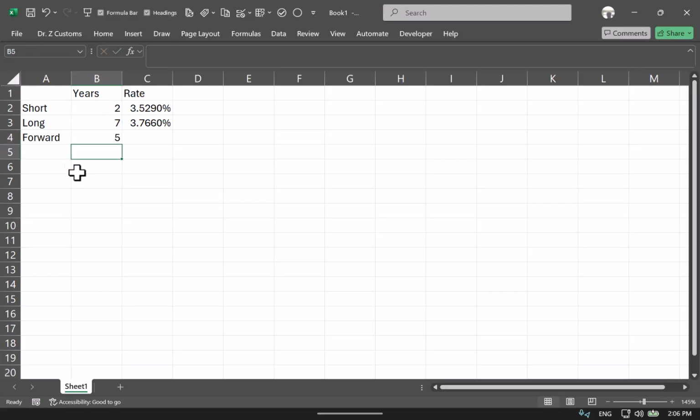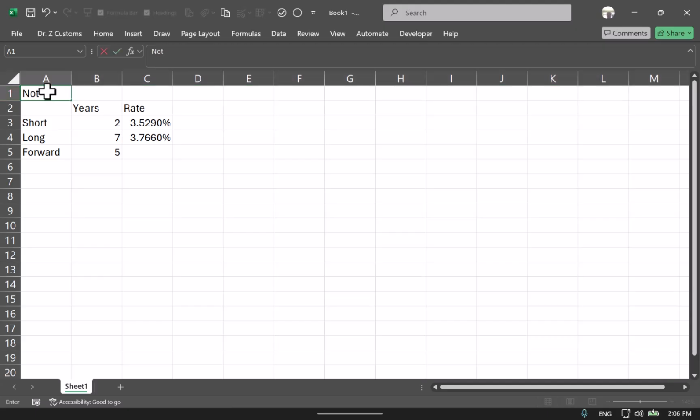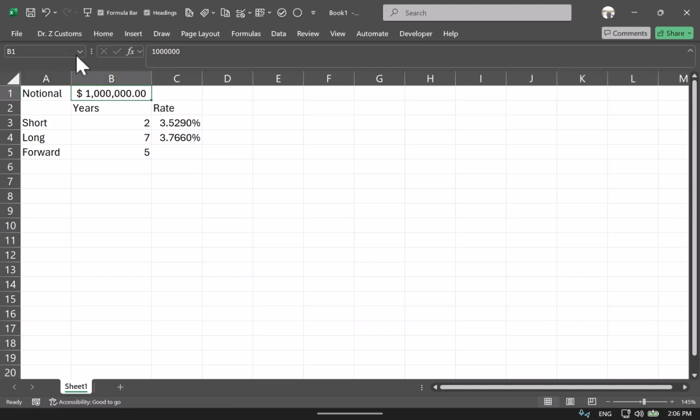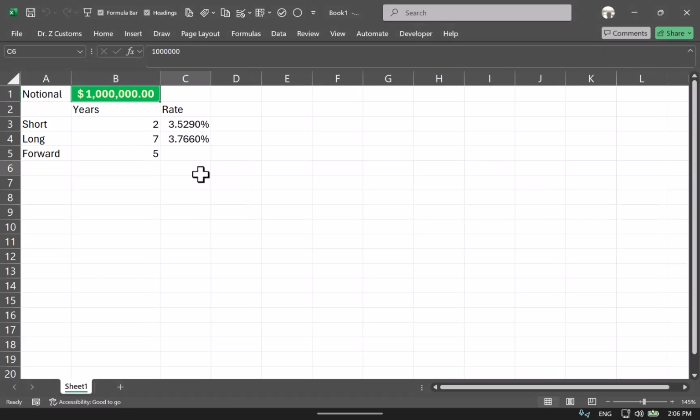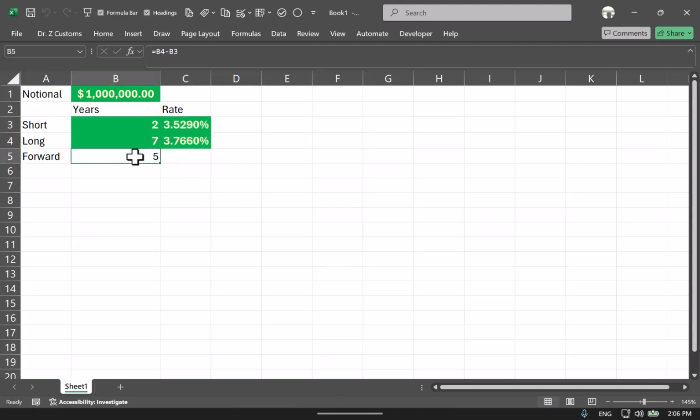I'm going to kind of divide it into pieces. Let's put up a notional number. We can do it with $1, but let's do 1 million. Okay. These are my inputs as well. I'll come to that one.